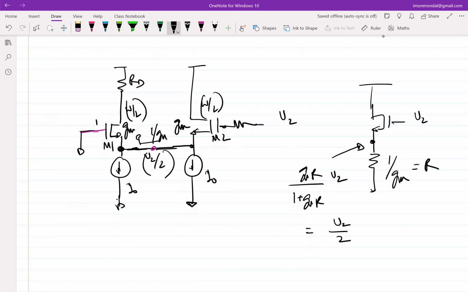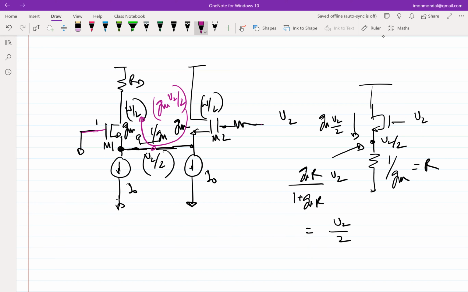If this is V2 by 2, what is the incremental current? This is V2 by 2. Incremental current is GM V2 by 2. Correct? So the incremental current that will flow in this direction has the value GM times V2 by 2.